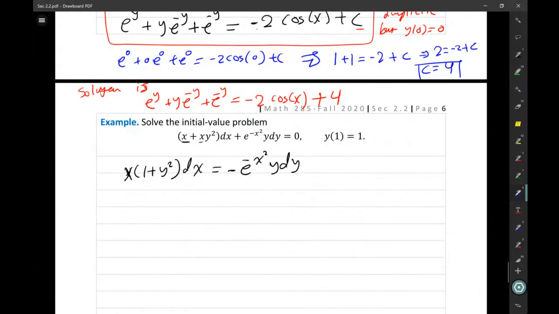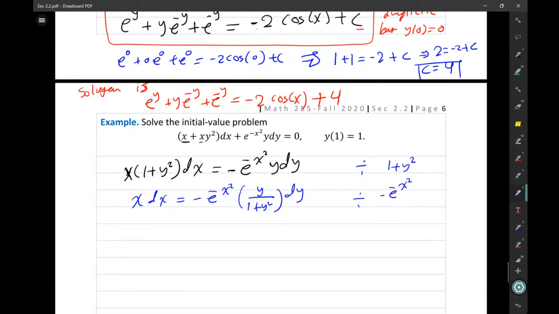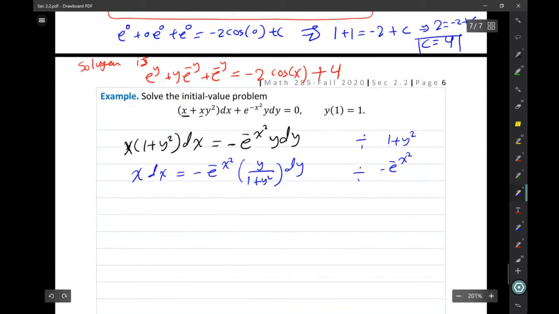Divide both sides by 1 plus y squared, and it becomes x dx equals minus e to the power minus x squared times y over 1 plus y squared, dy. Now divide by minus e to the power minus x squared, or multiply by e to the power plus x squared. Both of them are the same.